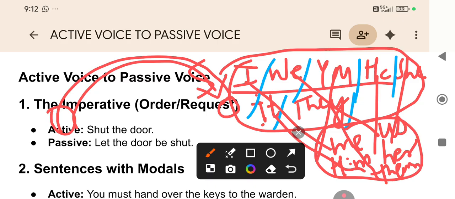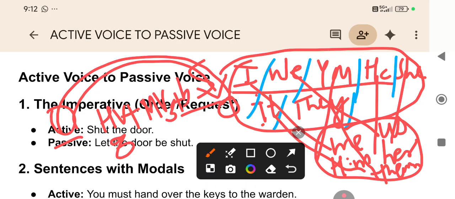Don't write I at last. I becomes me, so it will be me, we becomes us, like this. So this is the first rule. Second rule, one helping verb out of 8. Third rule, third form of main verb.